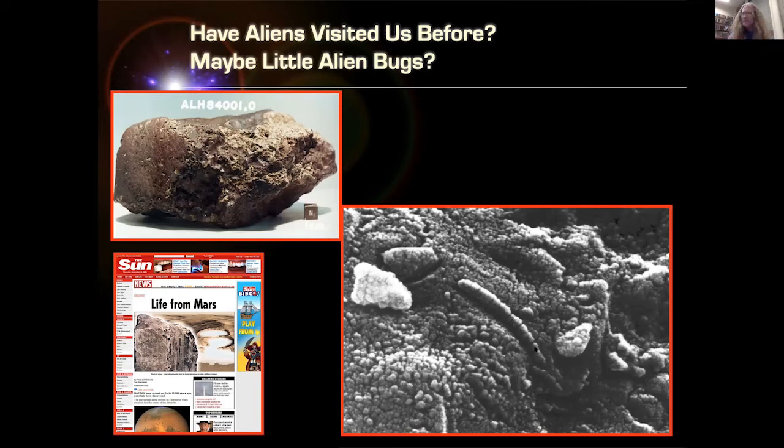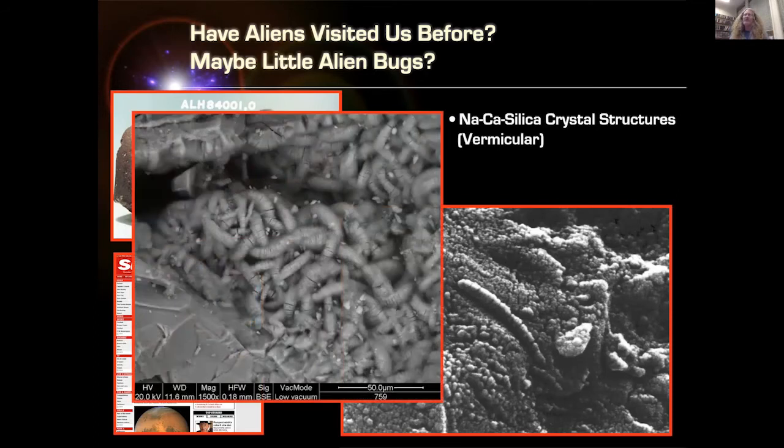There were a handful of hardy geologists who were jumping up and down saying, pump the brakes on this. There are things here on Earth, abiotic, non-biological things that could lead to these sorts of things that have the shape, or what we call the morphology, of things that look like fossils. And you don't have to go too far. You can pick up this crystalline structure called vermiculite, this sodium calcium silica crystal.